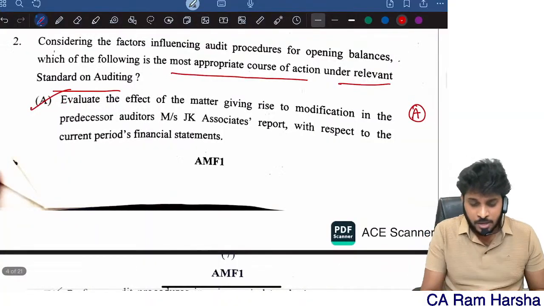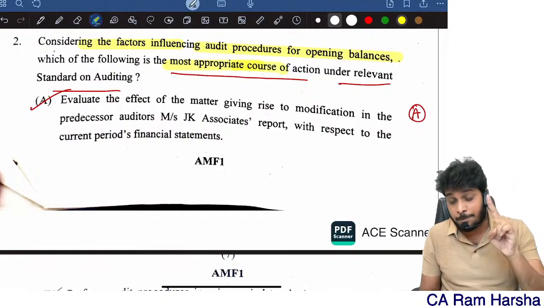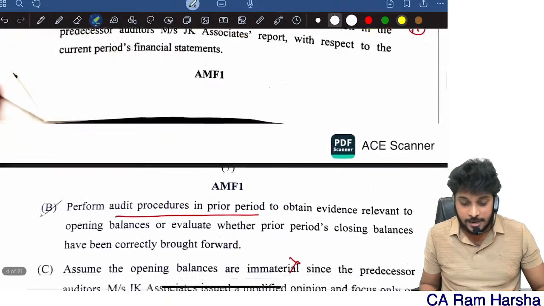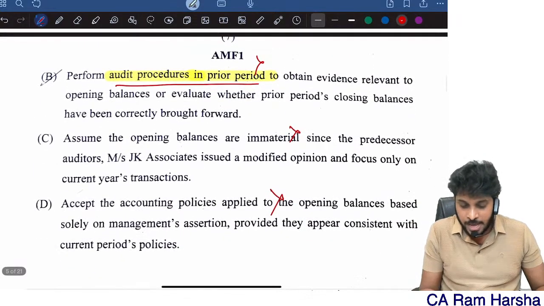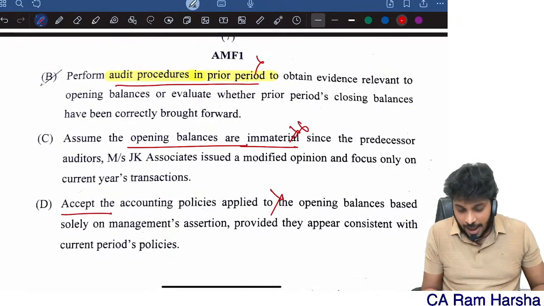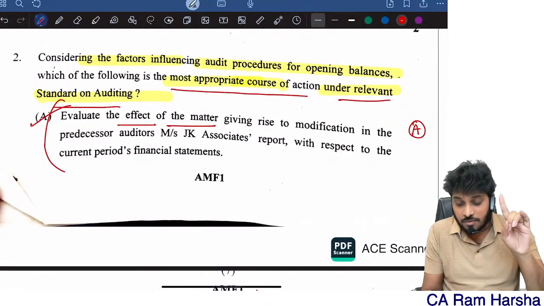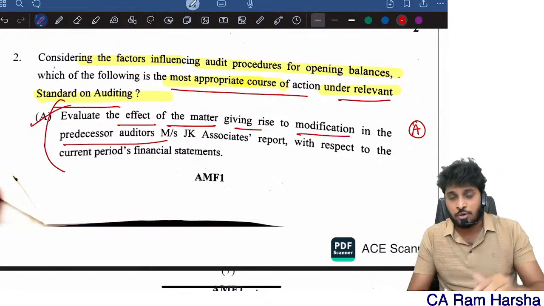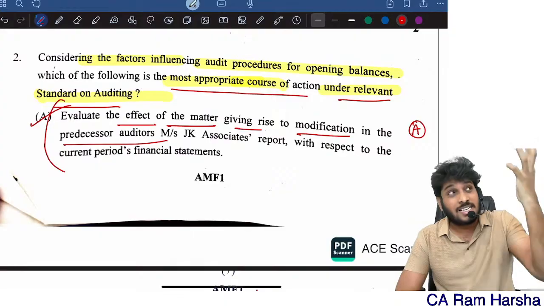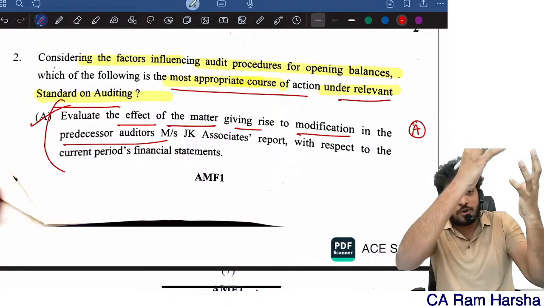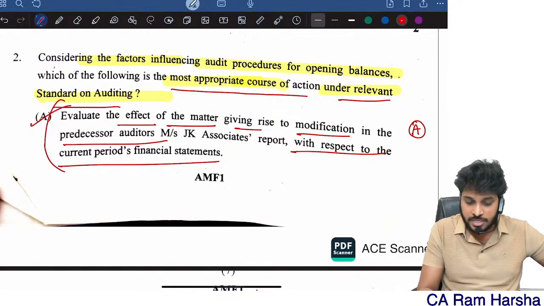Next. Considering the factors influencing audit procedure for opening balances, which of the following is the most appropriate course of action under the relevant Standard on Auditing? Perform audit procedures in the prior period? How do you perform in the prior period? You are the current year auditor, you can't. Assume opening balances are immaterial, wrong. Accept accounting policies based purely on assertion, wrong. What is most important is the effect of the matter giving rise to the modification. In the given question, the previous year auditor has given a modified opinion. So we need to consider the reason why he gave a modified opinion and its impact on the current period. Therefore the answer is A.